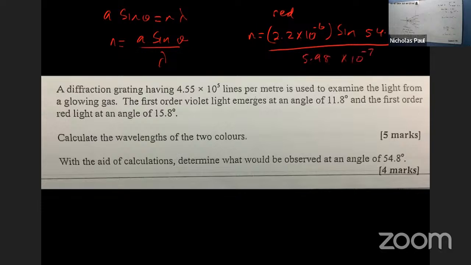Is it exactly 3.99? Correct? Exactly true, so I got 3.2. 3.99. Yeah, 3.2 something, right? Let's pretend it's 3.01, right? That's the red here. And now we'll talk violet.